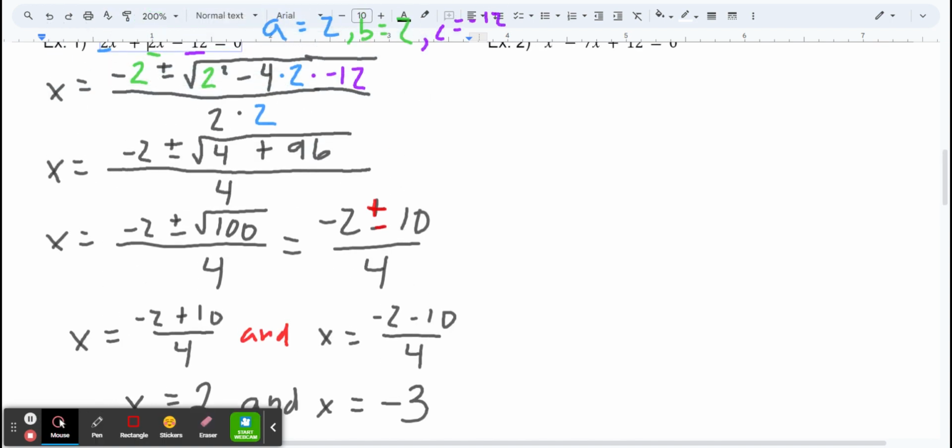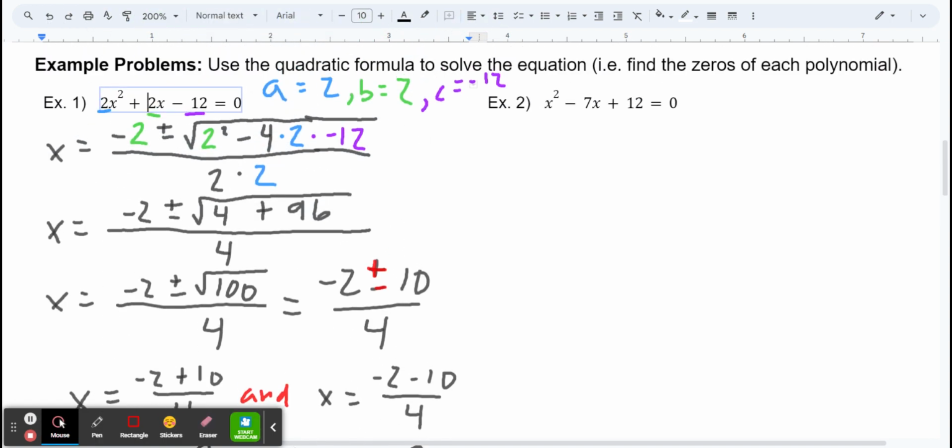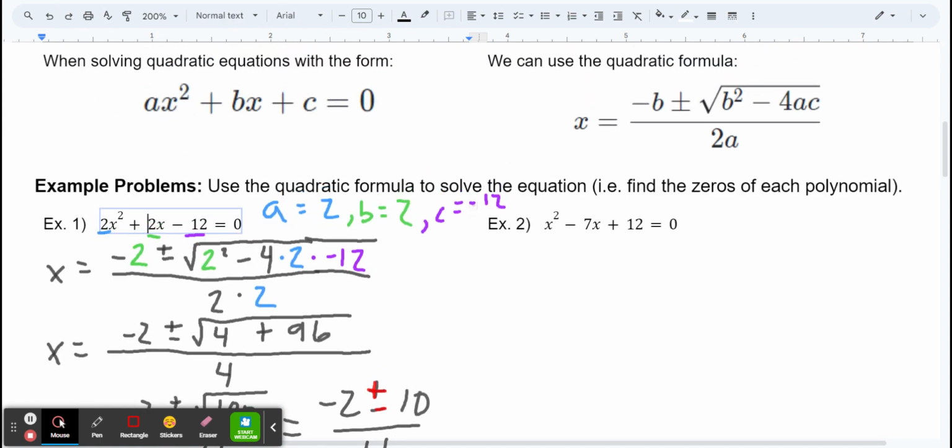All right, let's continue practicing this. In example 2, I would recommend trying this by yourself to start, but maybe let's first identify A, B, and C. A in this case, since there's nothing in front of our x squared, A is going to be equal to 1. We can assume there's a 1 there. Our B is equal to negative 7. My apologies. And our C is equal to positive 12.